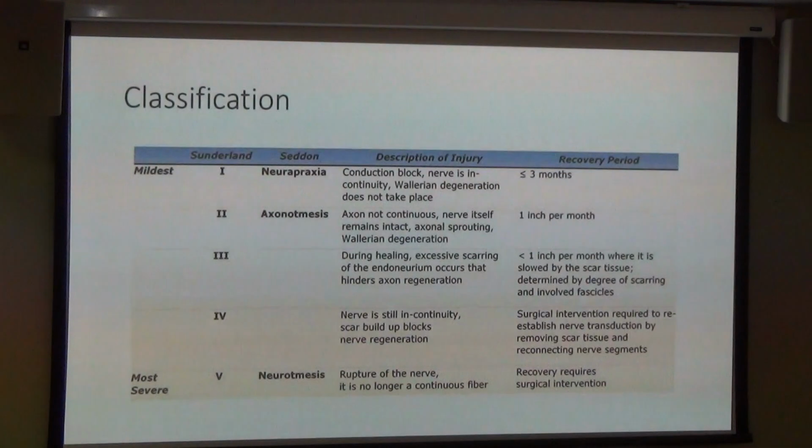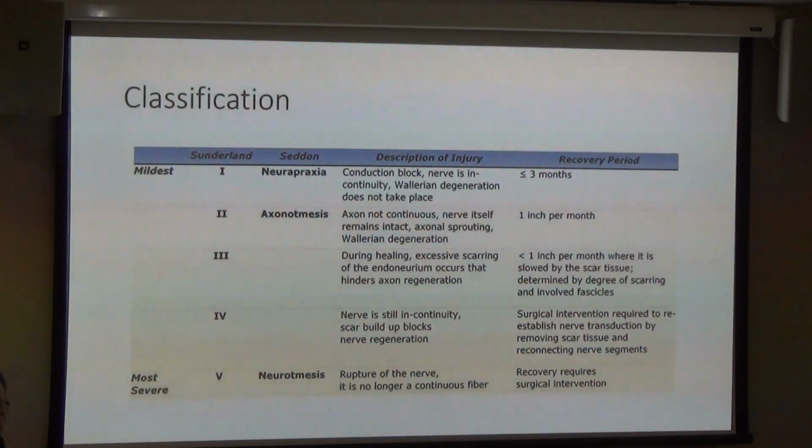Then neurotmesis. So neuropraxia, you leave alone. Axonotmesis, you need to follow up and make sure they progress. And in neurotmesis, you need to probably repair.